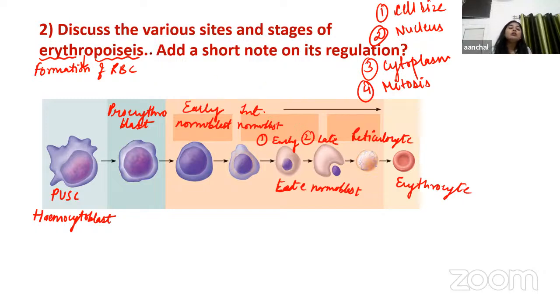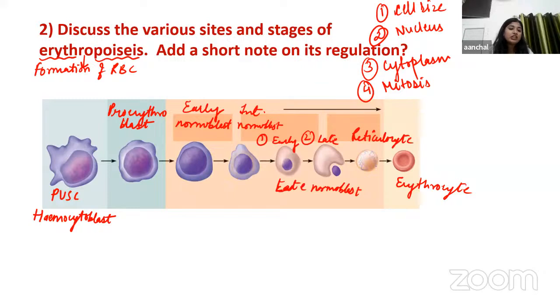So if the question on erythropoiesis comes, first you need to answer what is erythropoiesis. Erythropoiesis is the formation of RBC. Then you need to answer what are the sites in which RBCs can be formed, right? As we know, RBCs are formed in bone marrow. So you have to write that RBCs are formed in bone marrow, especially in the flat bones and in the long bones, right? So all these things you need to answer. Then you will answer what are the various stages in which erythropoiesis occurs, right?